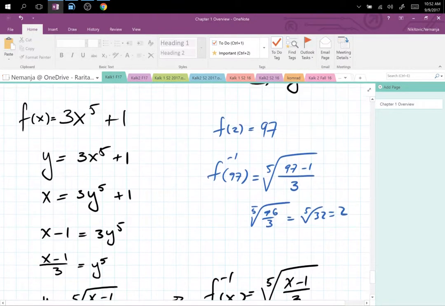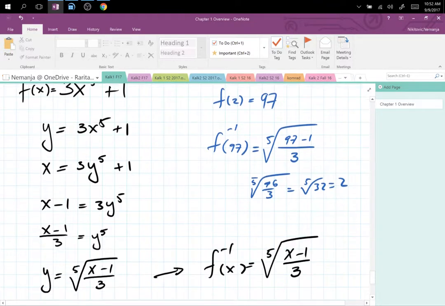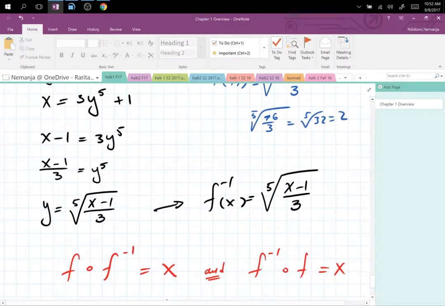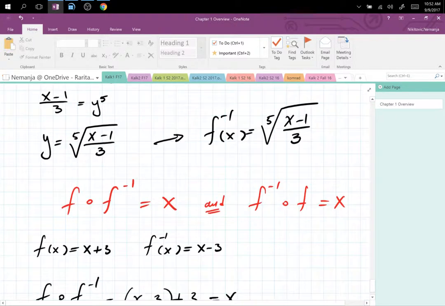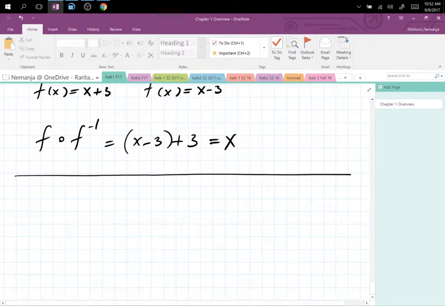Good. So we're done with the inverse. The shortest story about the inverse is just the undo. If you compose a function and its inverse, you get x, and that's it.